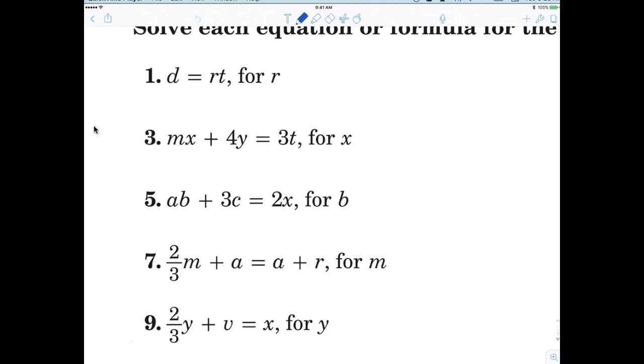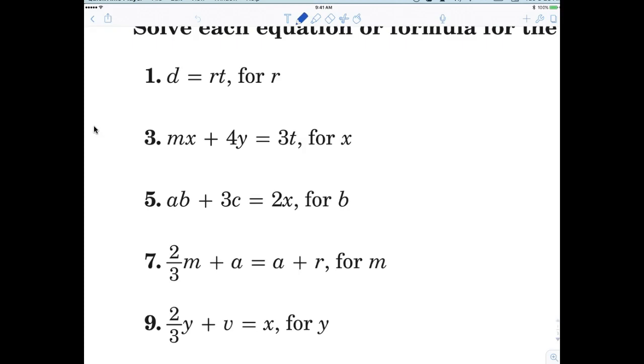Now, you can't combine letters. You can't combine X's and Y's or R's and D's. You just have to leave them. That's why, to me, it's so easy. All right? It's so easy. All right? So let's take a look at number 1.